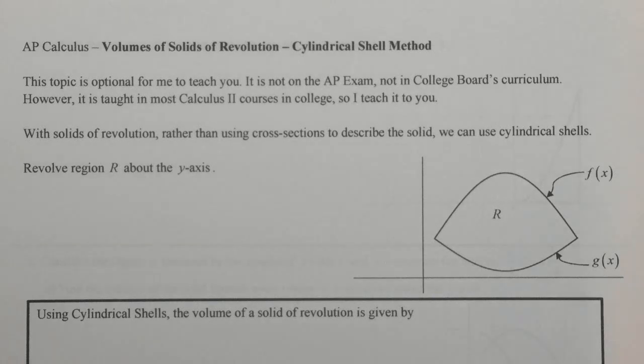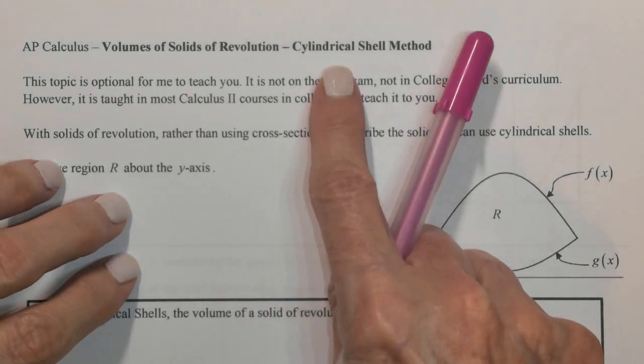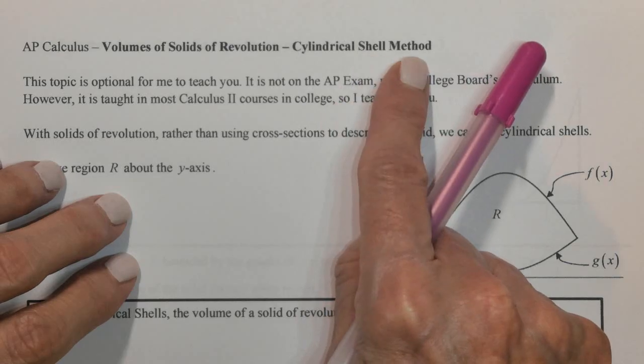Today we are continuing with our volumes of solids of revolution. We're going to be determining volumes of these solids using a different method. Today we're going to be using the cylindrical shell method.